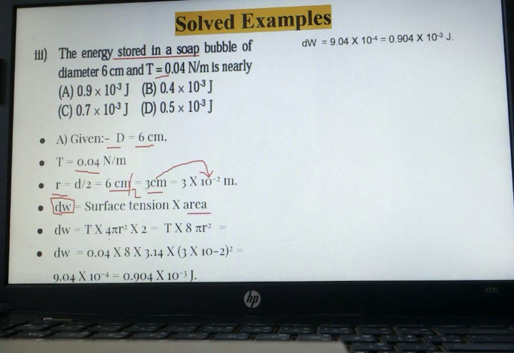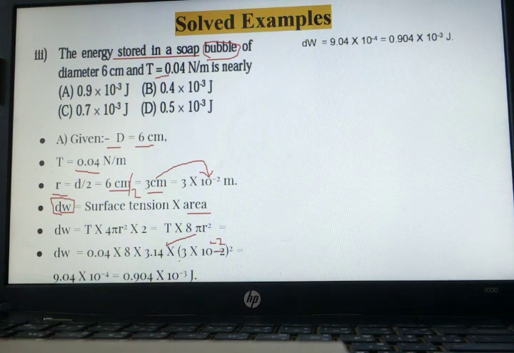Area over here we will take as 4 pi r square, but as it is a bubble, it will be 2 into 4 pi r square, so we will get T into 8 pi r square. T into 8 pi r square. So we will be substituting the values now. It will be 0.04, that is the value of tension. 8 we will write as it is. Pi again we will write as it is. R is what? 3 into 10 raised to minus 2.